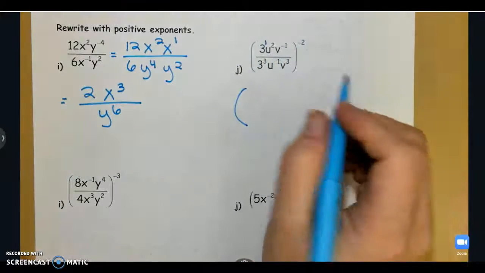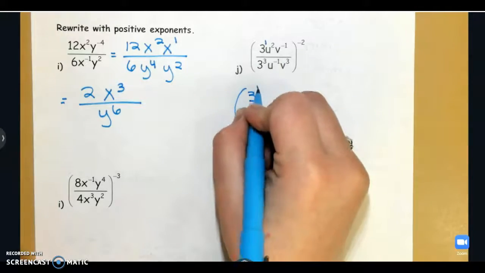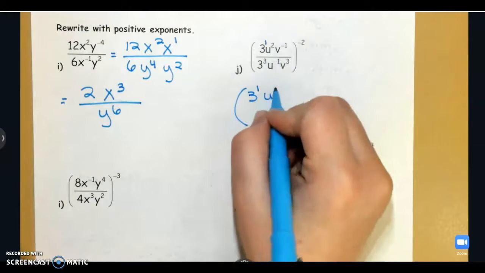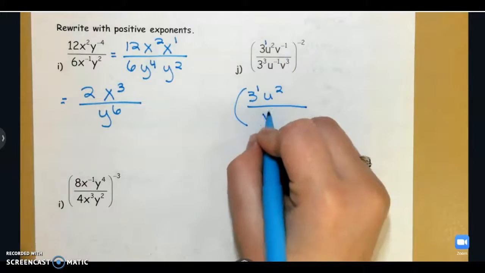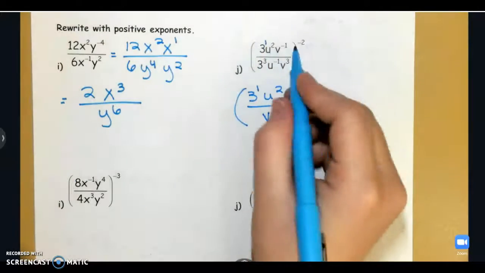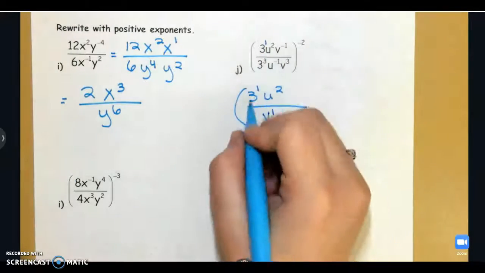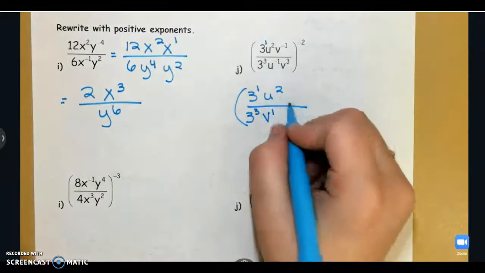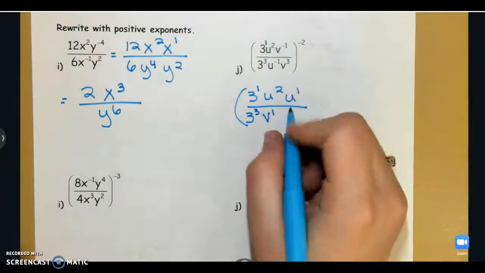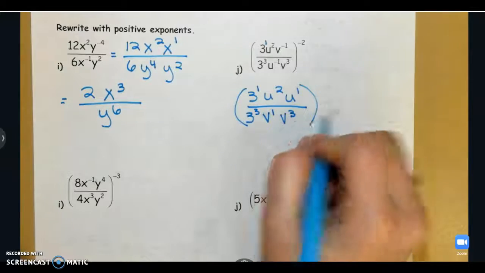So let's look at what's going to stay, what's going to go. 3 to the 1, that's positive, so it's going to stay. U squared is positive, so that's going to stay. V to the negative 1, that's going to move into the bottom because it's negative. And I've taken care of everything in the top. Now in the bottom, that 3 to the 3rd, that is positive, so it's going to stay. U to the negative 1, that's going to move because it's negative. And that v to the 3rd is going to stay because it's positive.